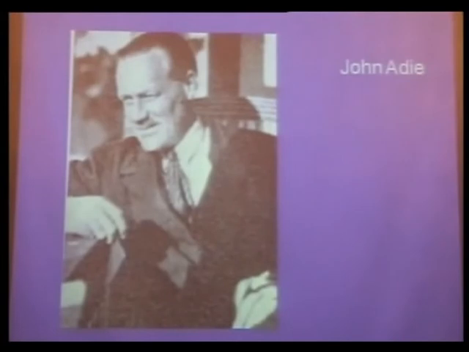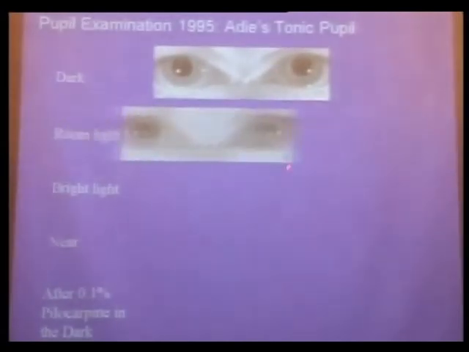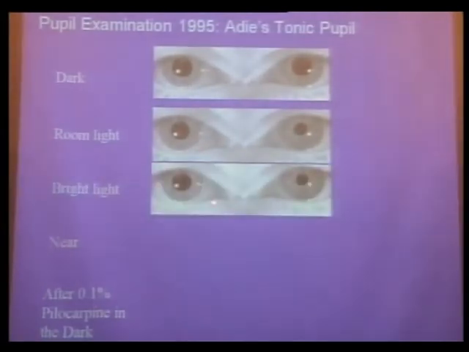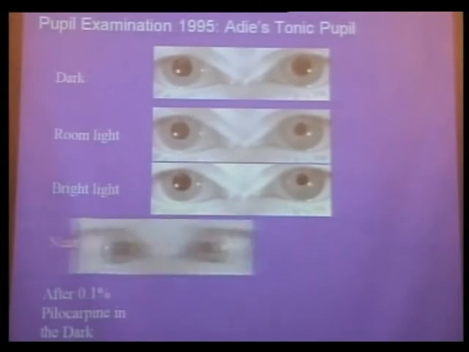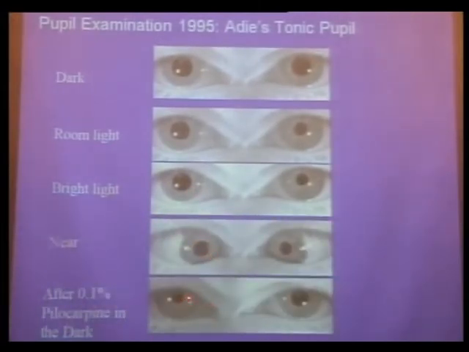This is Mr. Addy. Pupil exam, 1995. You can see the pupils here in the dark and in the light. This pupil is not reacting properly. Bright light, still not reacting properly. Normal pupil is reacting properly. Near, a little bit better near reaction. We're going to put in 0.1% pilocarpine and demonstrate that this is indeed supersensitive. So you've got light-near dissociation, you've got denervation supersensitivity, and a regular poorly reactive pupil: Adie's tonic pupil.